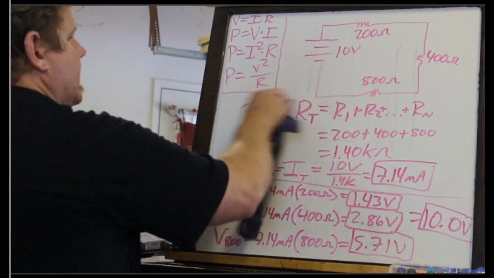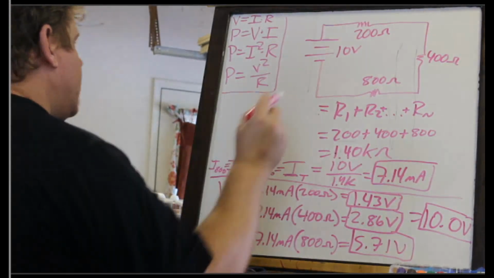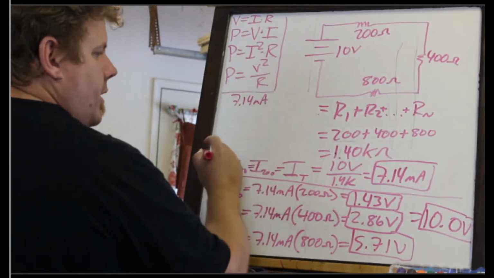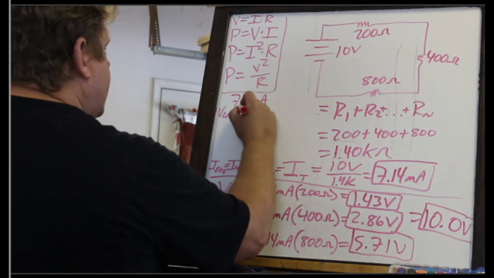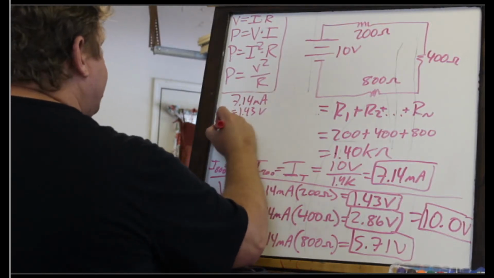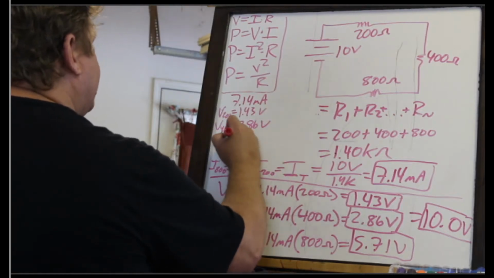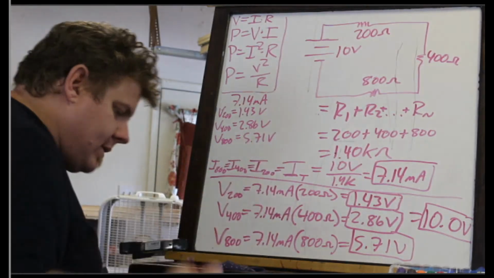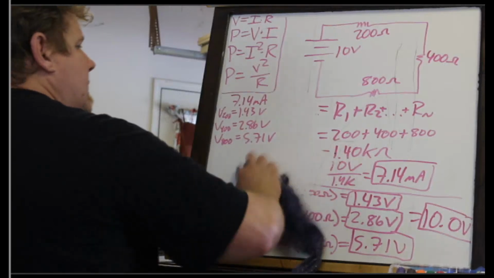So what I'm going to do is up here in the corner, because I don't want to erase everything yet, I've got 7.14. I'm writing down what we know. The 200 was 1.43 volts. The 400 was 2.86 volts. And the 800 was 5.71 volts. Okay, now I'm going to erase the rest of this because I want to keep those values handy.